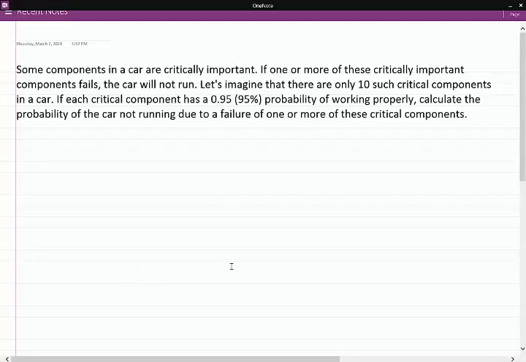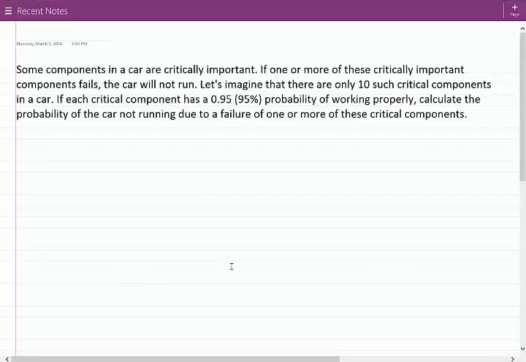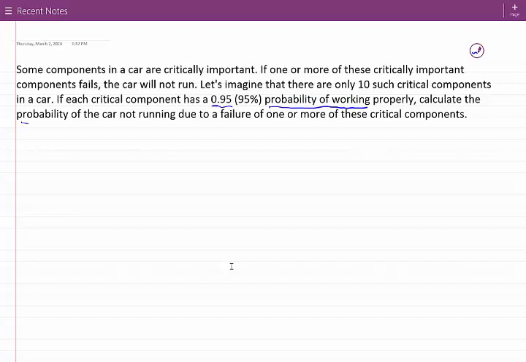Some components in a car are critically important. If one or more of these critically important components fails, the car will not run. Let's imagine there are only 10 such critical components in a car. If each critical component has a 95% probability of working properly, calculate the probability of the car not running, so probability of the car not running due to a failure of one or more of these critical components.